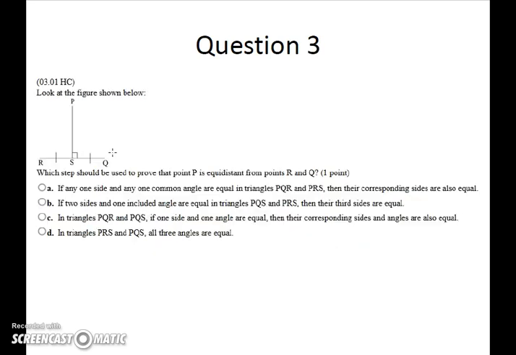Look at the picture shown below. It looks like we have a line and a perpendicular line segment that goes with it. Which step could be used to prove that point P is equidistant from points R and Q? From the diagram we can assume that segment RS and segment SQ are congruent because of the markings. Which step would be used to prove that point P is equidistant from points R and Q? You can pause the video.